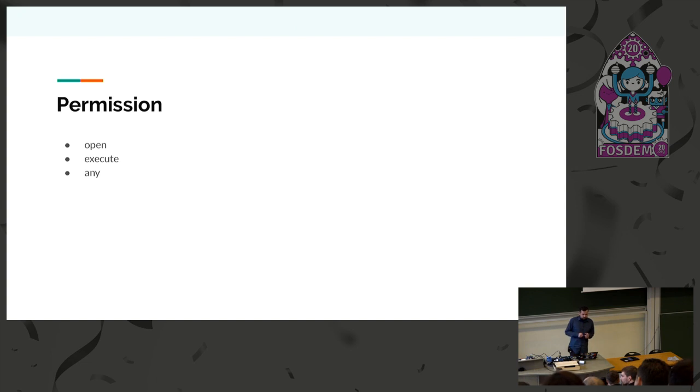The second part of the rule is permission. Permission can be open or execute. That comes from the fanotify API, because there are two types of events there, and it is based on system calls. And there is also an any keyword that can match any of them.